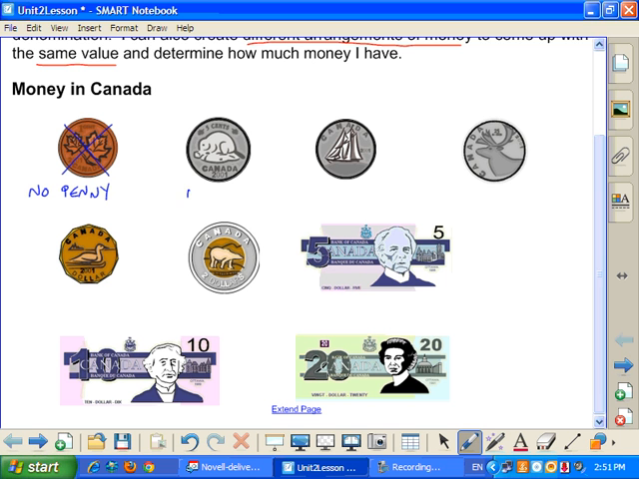Here we have the nickel. Then we have the dime, quarter, all stuff you know, loonie, toonie. And then we have our $5 note, $10 note, and $20 note. So all of those are denominations that we have in Canada.